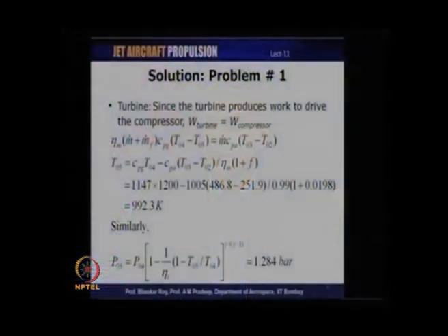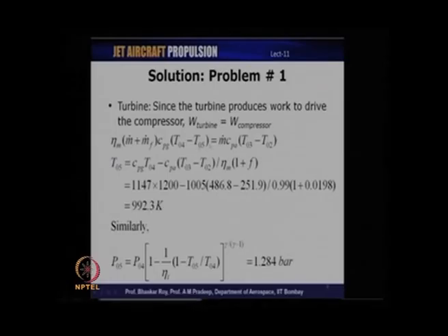Now, since we know that the work done by the turbine is equal to that of the compressor, we know that the mechanical efficiency multiplied by m dot, which is mass flow rate of air plus mass flow rate of fuel, the sum of this multiplied by Cp of the gases into the temperature difference across the turbine, that is T04 minus T05, is equal to m dot, which is mass flow rate of air, into Cp of air into T03 minus T02, which is the differential temperature across the compressor. So the left hand side is the work done by the turbine, the right hand side is the work required by the compressor. So let us simplify this.